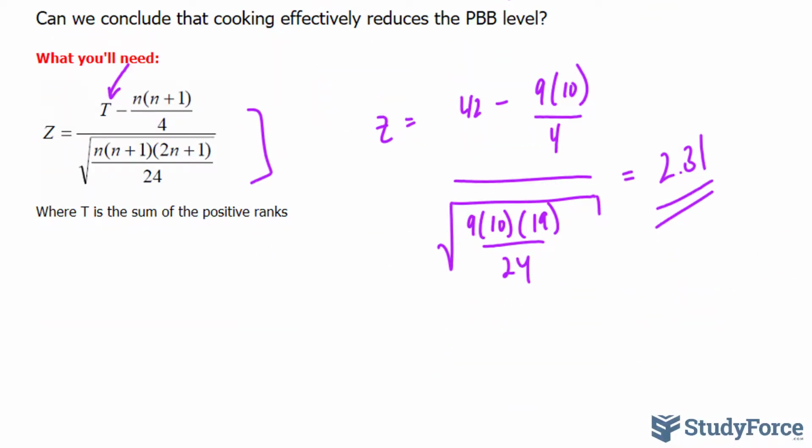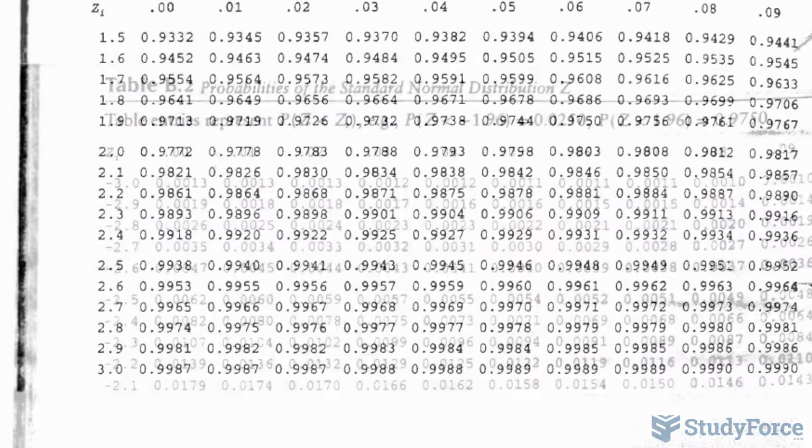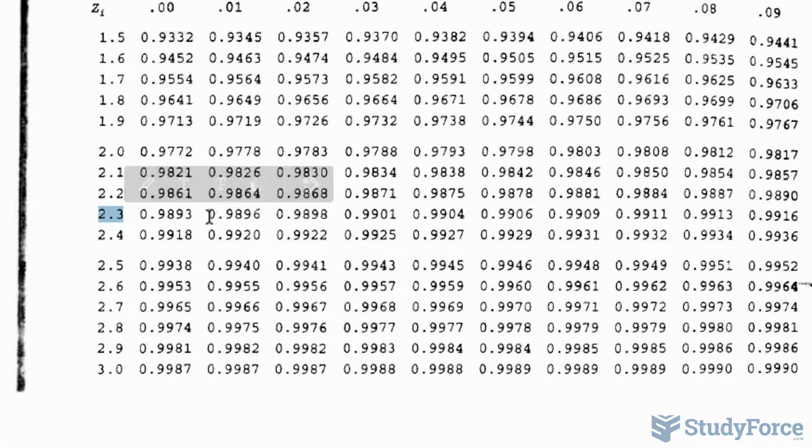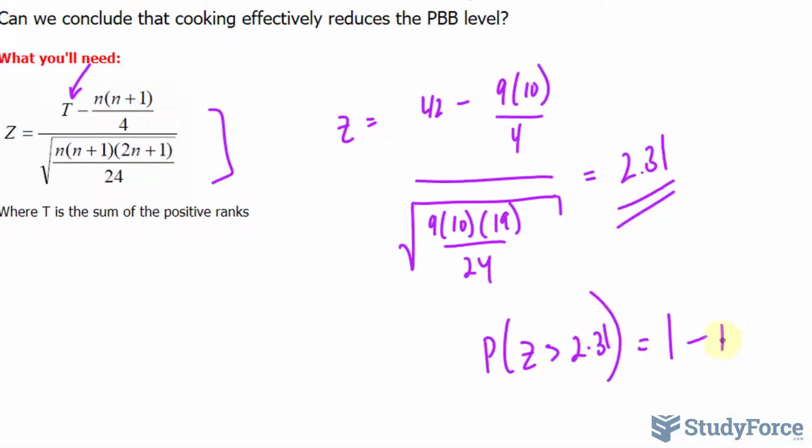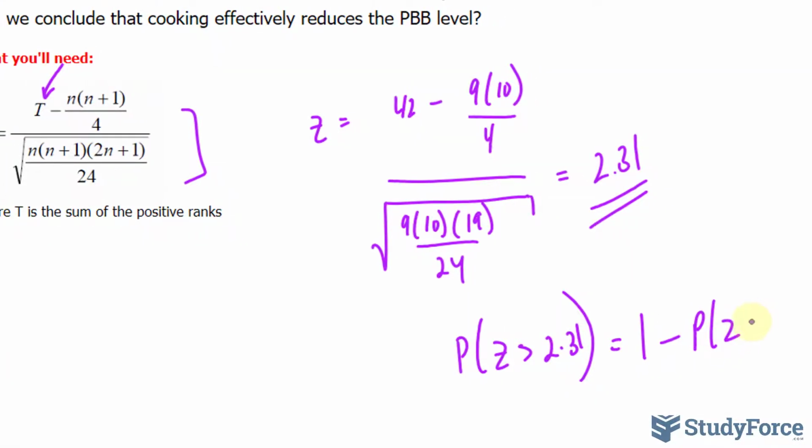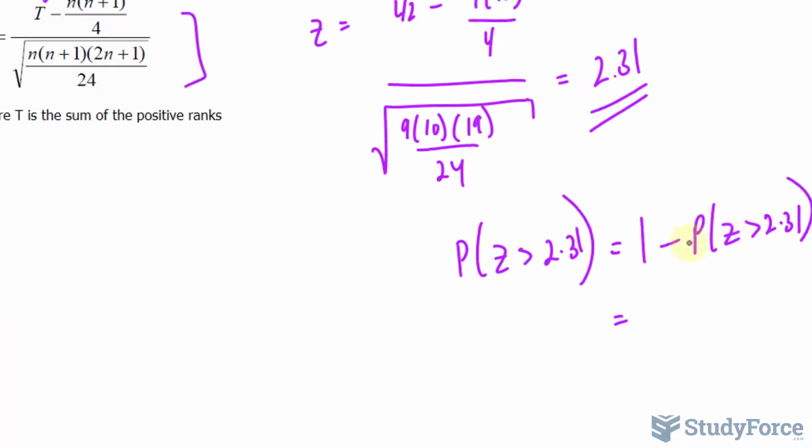We need to find the probability that Z is greater than 2.31. You can locate this in a table. Here's the table shown on your screen. So I'll take 1 minus the probability of Z being less than 2.31. This ultimately depends on the table and how the values are recorded. Subtracting 1 minus this value, which is 0.9896, we end up with 0.0104.